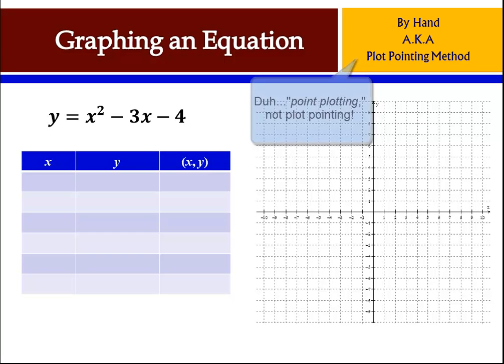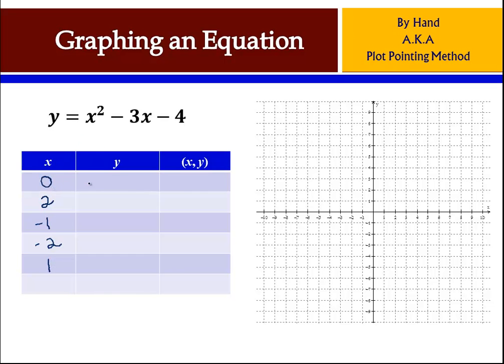Now we'll use the method of plot pointing to graph an equation. So we'll have to do a little bit of algebra or arithmetic here in order to graph this equation. Notice that we are given that the value of y is equal to x squared, subtract 3 times x, subtract 4. I'm just going to pick some values here, somewhat at random, so we can get an idea of what this shape would look like.